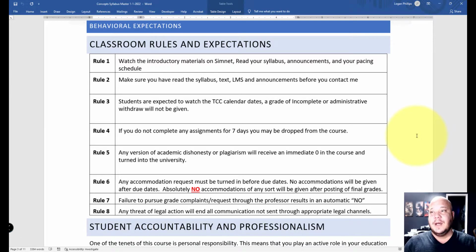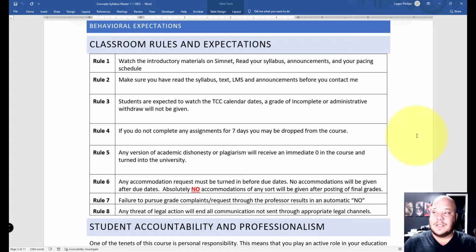Rule 2, make sure you have read your syllabus, your text, your learning management system, and your announcements before you contact me. So if you're asking me a question about something I've already recorded a video or posted an announcement for, I'm just not going to answer it. You're an adult. You need to be able to go through and read the announcements, look at the introductory material, and understand where the class is at before you take my time away from something else. So make sure you've watched your introductory materials before you ask me a question about them.